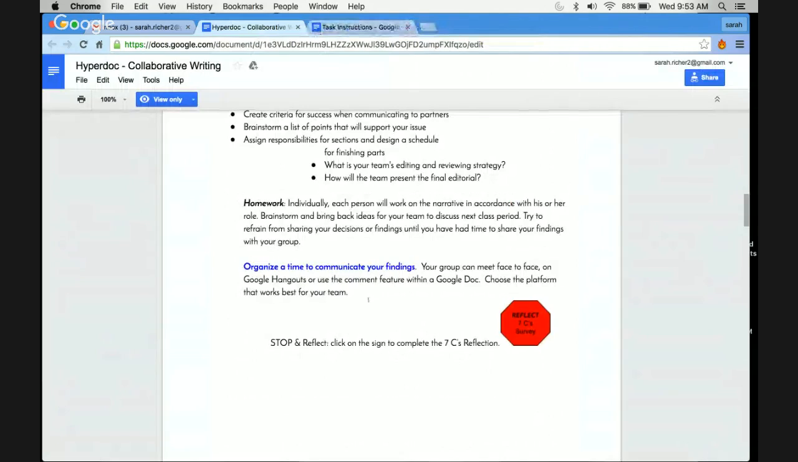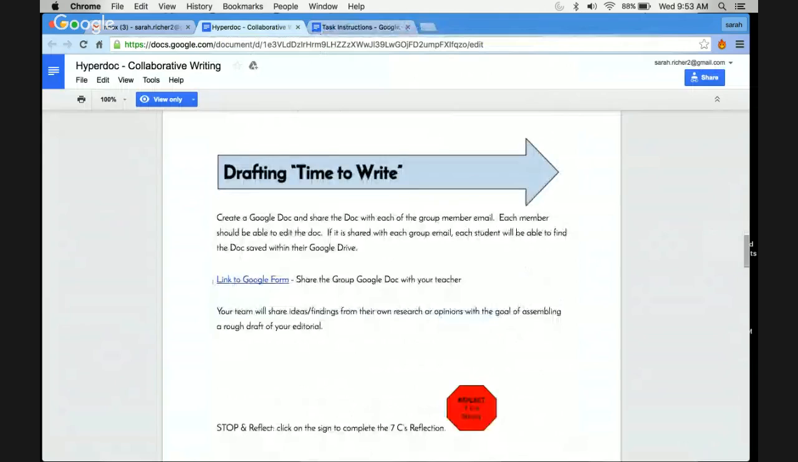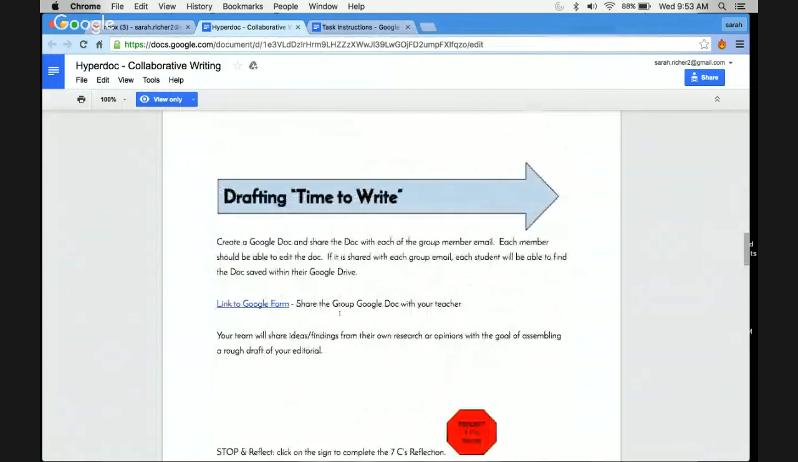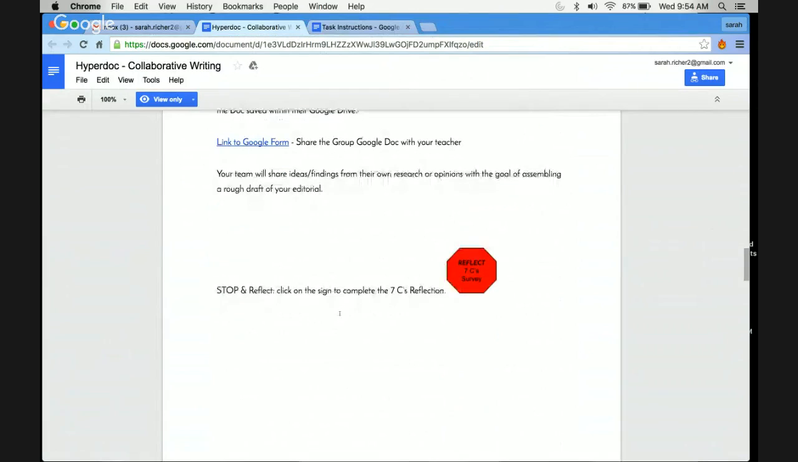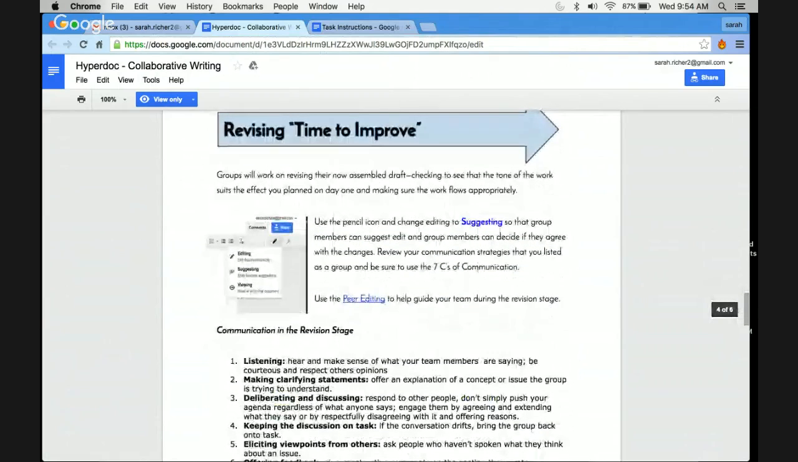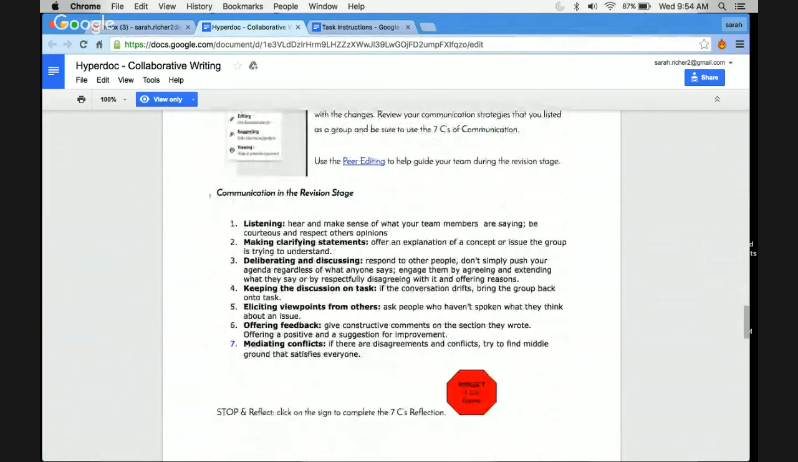So you'll see in this HyperDoc that it brings them through each stage, that they work through their doc together. They have instructions for what they're supposed to be doing. Really important when you're online that you help lead them, facilitate, because you're not always there, obviously, to answer the questions for them. So you want to set up a guide for them, and consistently you're seeing that stop and reflect on our 7 C's. So we're going through, you see that they're using Google Docs to revise, they're learning some new skills. Here they're being reminded of communication in the revision stage.